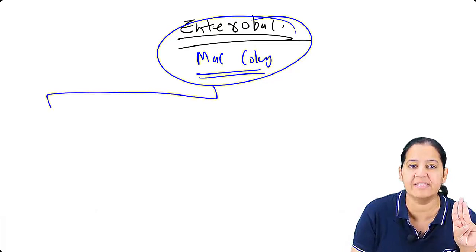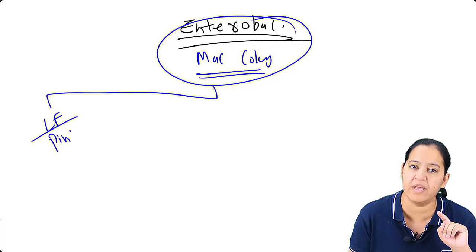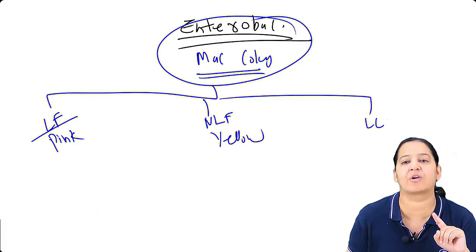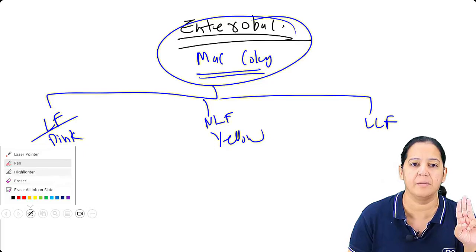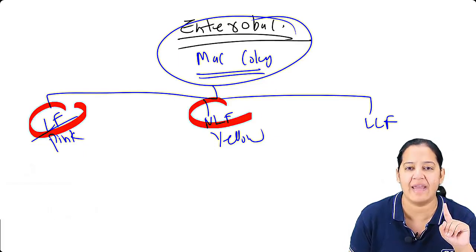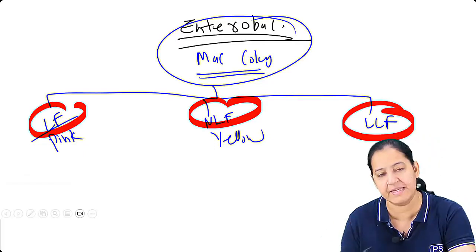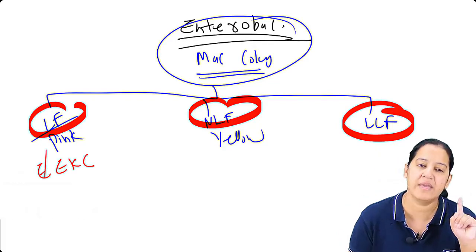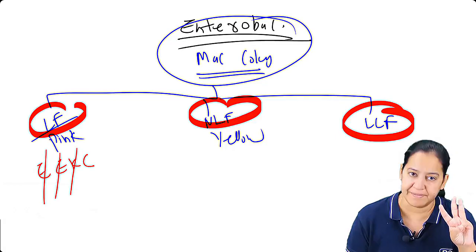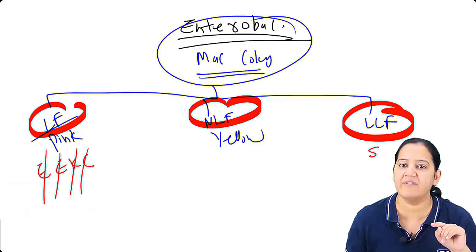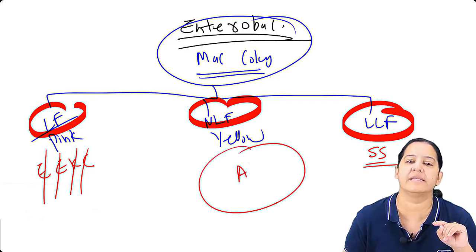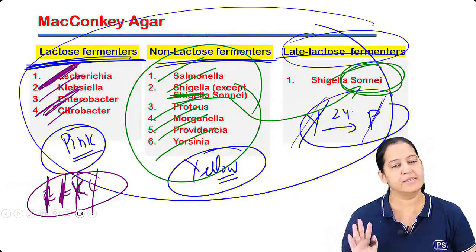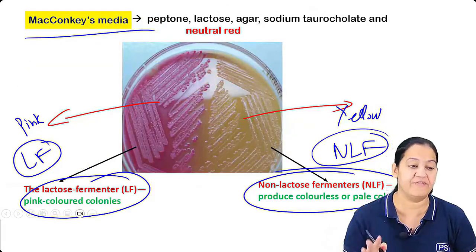What are the 3 categories? Lactose fermenter, which forms pink colony. Non-lactose fermenter, which forms yellow or pale colony. And late lactose fermenter. So these are the 3 categories into which we divide: LF, NLF, LLF. Now tell me the members in each category. Here we have only 4 members: EEKC. E. coli, Enterobacter, Klebsiella, and Citrobacter. In the last category, we have Shigella sonnei. Remaining all will fall in the other category. This is the classification of the Enterobacteriaceae family based on MacConkey agar.